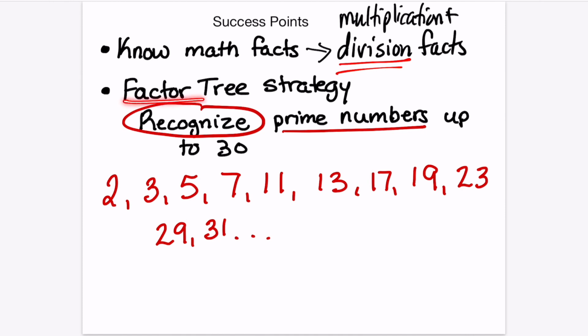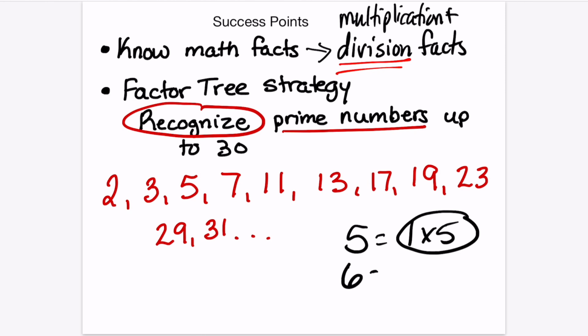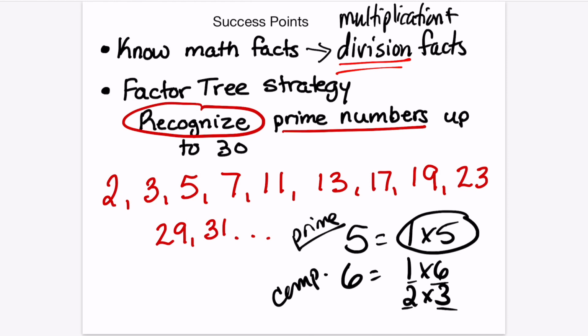Another thing that's helpful if you're using the factor tree strategy is being able to recognize your prime numbers. And prime numbers are just numbers that only have two factor pairs. There's only one way to multiply and get it. So for example, if I think of the number 5, the only way I can get 5 is 1 times 5. That's one way. So it only has two factors. But if I think of the number 6, I can do 1 times 6 or 2 times 3. So this would be a composite number, meaning I have more than two factors, whereas 5 would be a prime. It's only divisible by 1 and itself. I can only multiply by 1 and itself to get it.